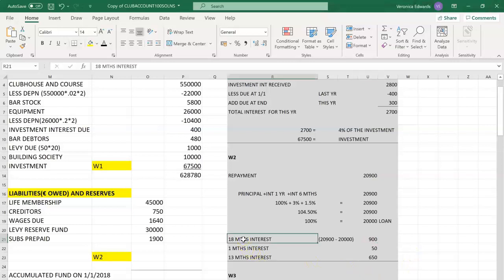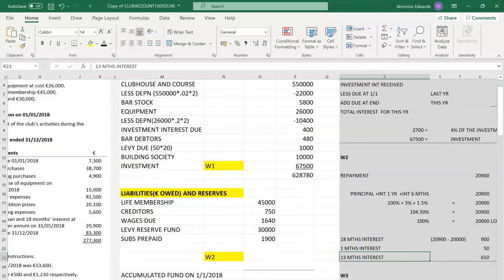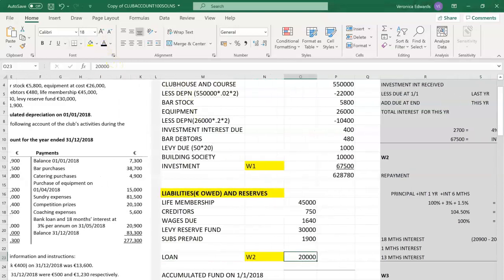If we know what 18 months interest is, we can figure out what 1 month's interest is and what 13 months interest is. So let's just go back to the question here for a minute. We are preparing the accumulated fund. So we are trying to work out what was the loan on the 1st of January. I think we have that more or less figured out here, 20,000. All right. And we also need to figure out how much interest was due on the 1st of January.